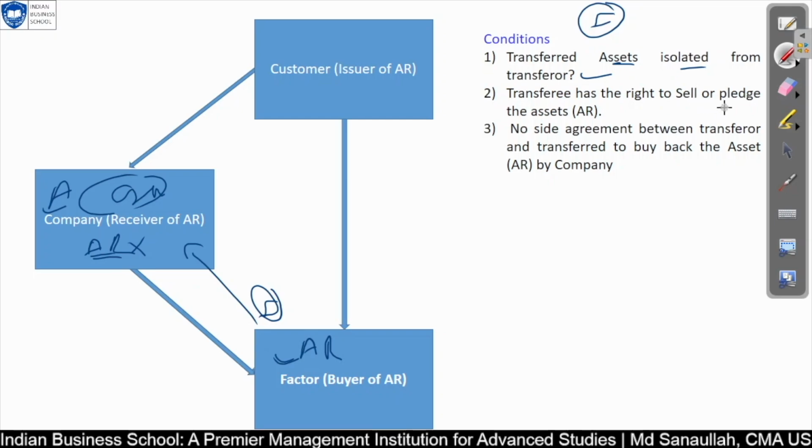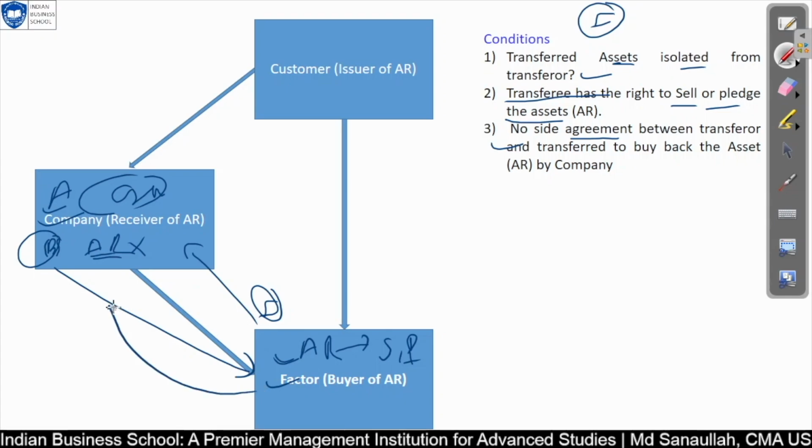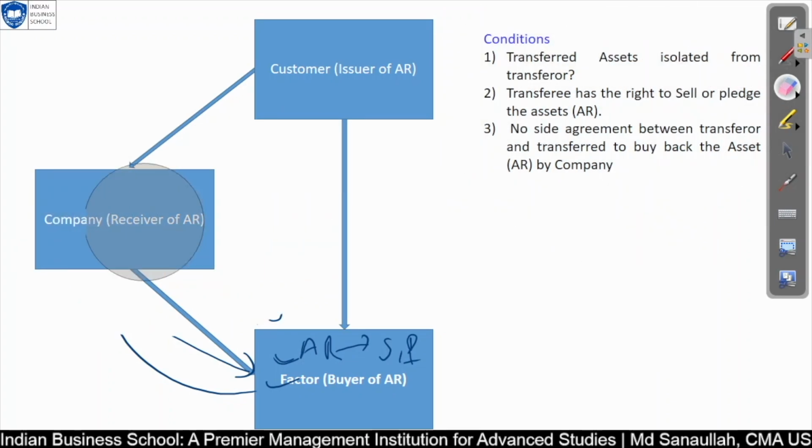The transferee has the right to sell or pledge the asset. So he now has the right to sell this AR further or pledge it, whatever he wants to do. There is no side agreement between transferor and transferee to buy back. So this company, maybe IBS, cannot buy back from him, and in return cannot take this AR back. So this is not possible. These are the three conditions we have to fulfill, then it will be called factoring, okay.